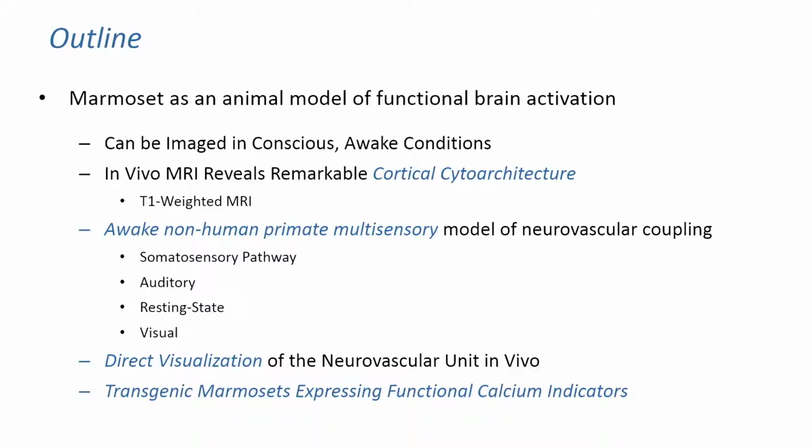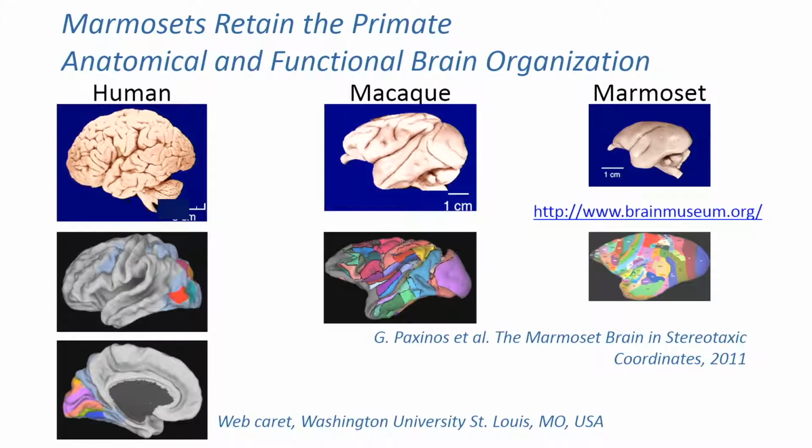And then we're going to merge into more detail of the neurovascular unit and look at some direct visualization of blood vessels and neurons using two-photon microscopy. And that will set up the need for the third part of the talk, which is the development of transgenic marmosets that express functional calcium indicators that have been so important in telling us what neurons are doing in terms of functional brain activation.